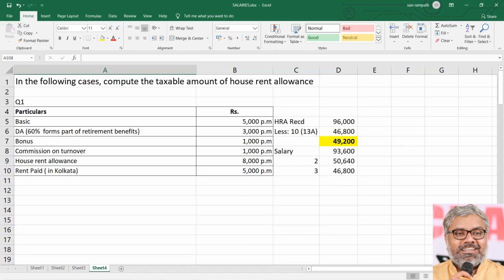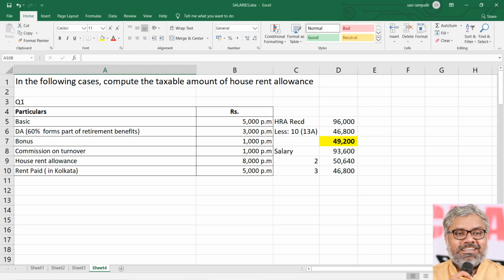In a bigger question of 10 marks, this will be one small working note. There we have to show all the calculations. We need to write the provisions related to 10(13A). We need to write all the 3 things. One is actual HRA received, second one is rent paid minus 10% of salary, and the third one is 40 or 50% of salary according to the city given in the question.